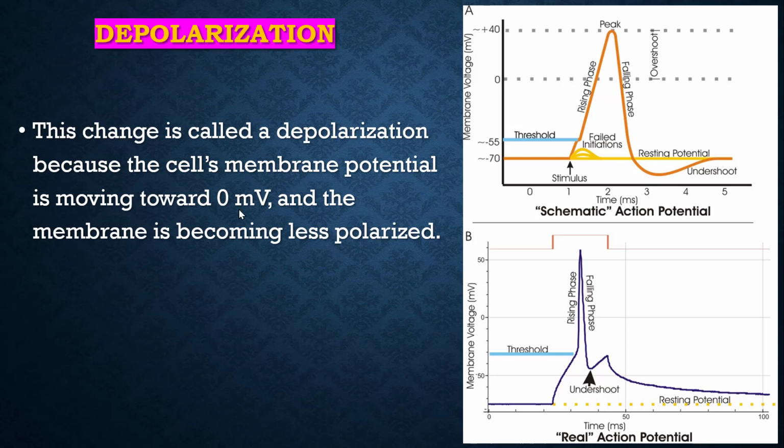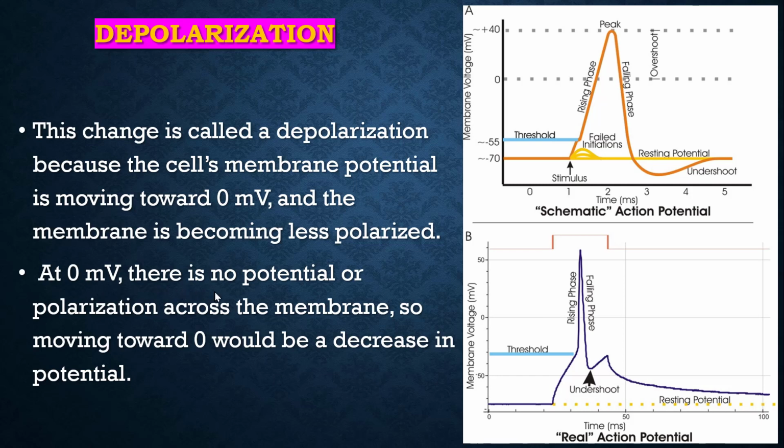This change is called depolarization because the cell membrane potential moves toward 0 millivolt and the membrane becomes less polarized. Here you can see that normally the cell has minus 70 millivolt interiorly. When the sodium rushes in, the positivity increases, and this depolarization moves toward the 0 level, which is the last point. Beyond this, the cell becomes activated. So a decrease in this negativity, going from minus toward the 0 level, is called depolarization.